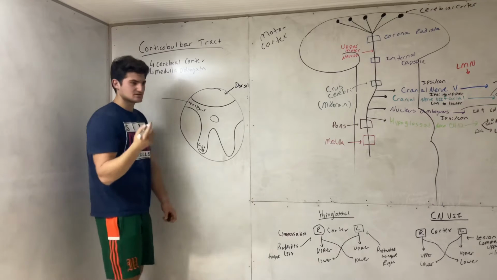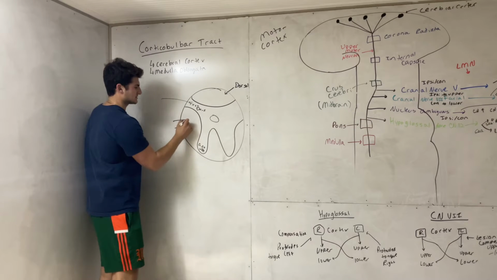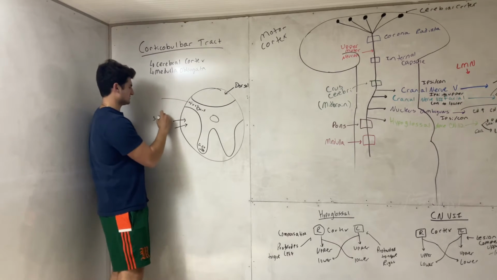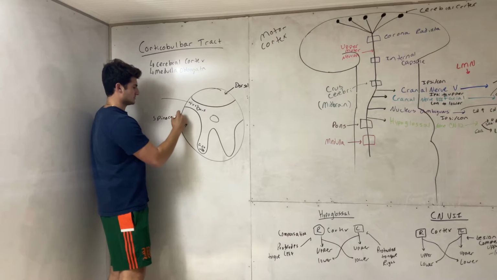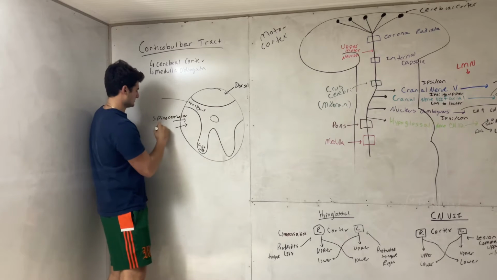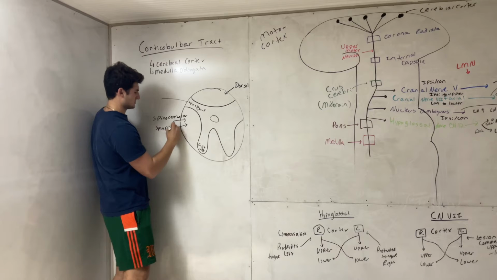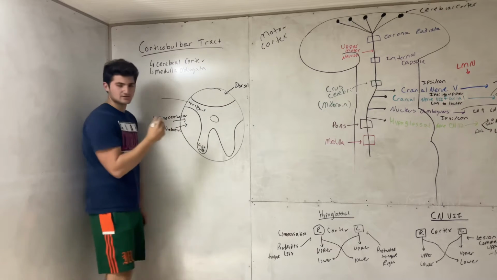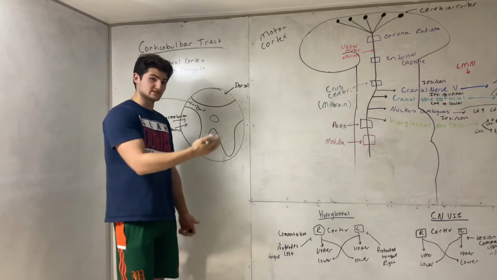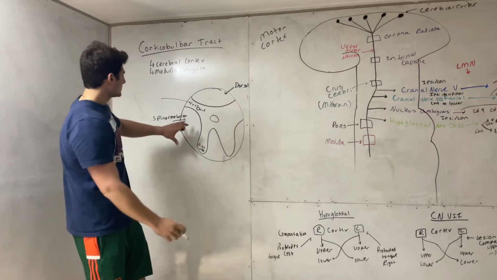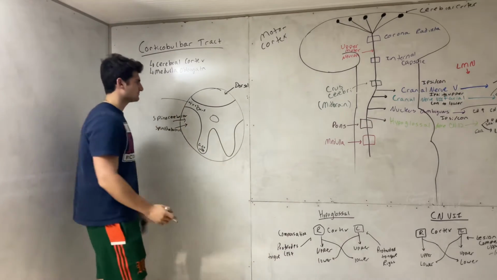And then we mentioned the spinocerebellar and spinothalamic tracts. These two tracts, right? They were in the lateral white column. Okay, so what do these three tracts do?